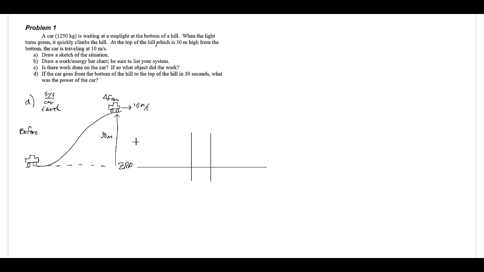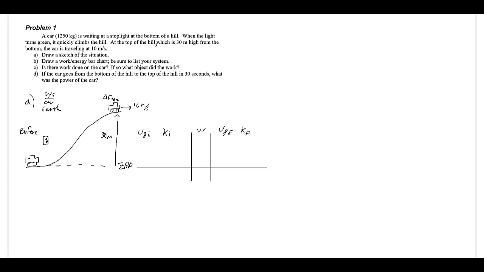We have to now draw a bar chart. So I'm just going to include gravitational potential and kinetic in this one. You could keep writing all the other types of energy that can exist, but just to be quick about it, I'm just going to do these two. Alright, so at the bottom of the hill, where it is waiting at a stoplight, we are assuming it's not moving.